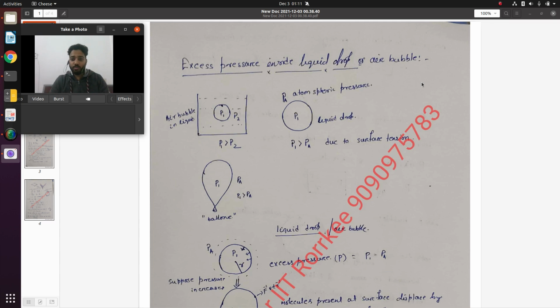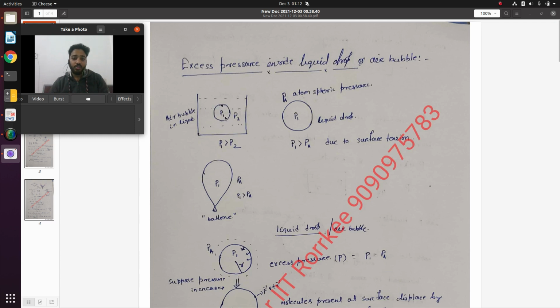This is our first problem, liquid drop or air bubble. Basically, you can think of these two as the same thing. What are the liquid drop and the air bubble? Both are the same thing. Let's see, this is a bucket which contains some liquid. Inside this liquid an air bubble is present.